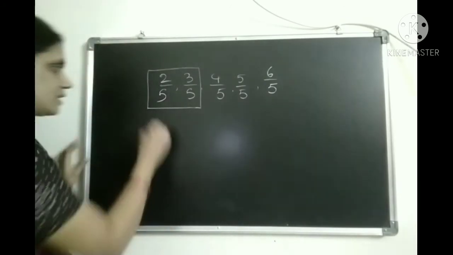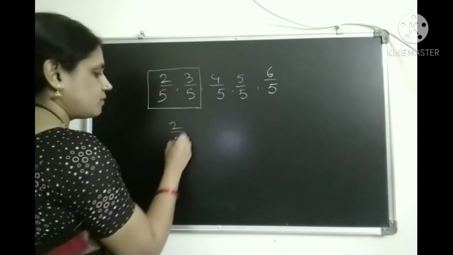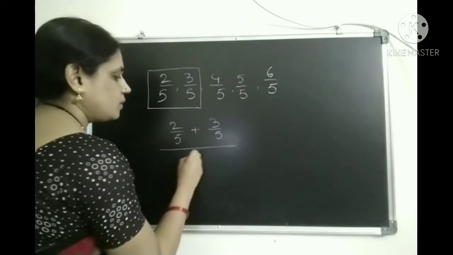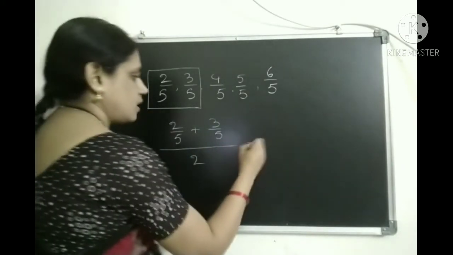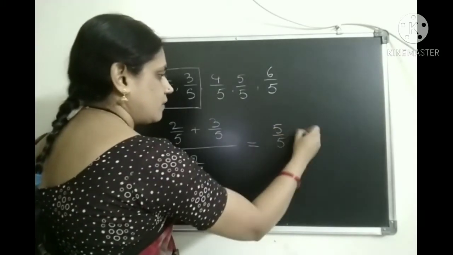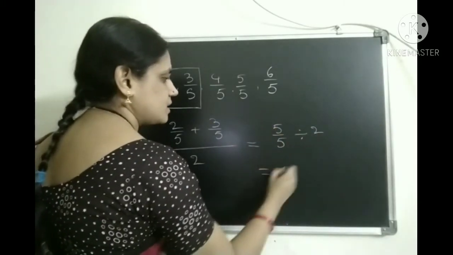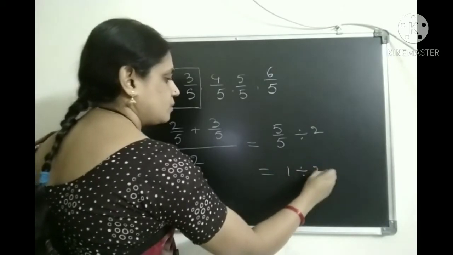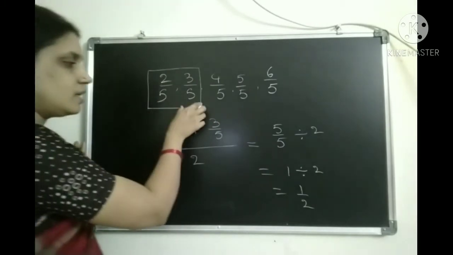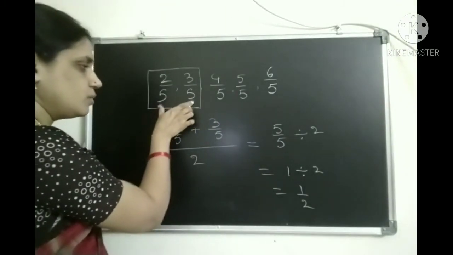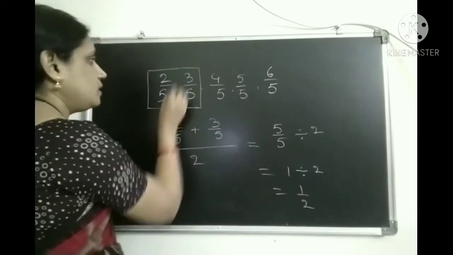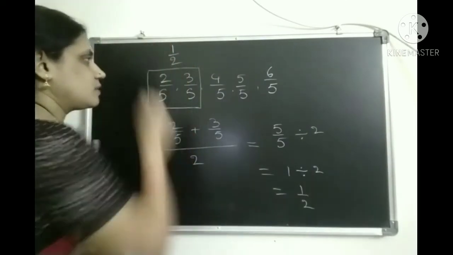So here if you take the average of 2 by 5 plus 3 by 5, how many numbers are we adding? Two numbers. So 2 by 5 plus 3 by 5 is 5 by 5, divided by 2. That is 1 divided by 2, which is nothing but 1 by 2. So in between 2 by 5 and 3 by 5, we got the number 1 by 2. We can insert 1 by 2.